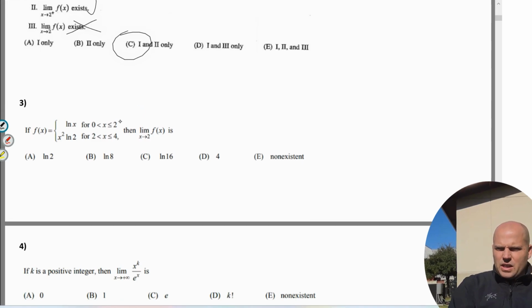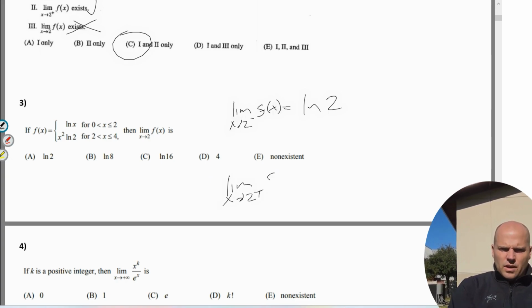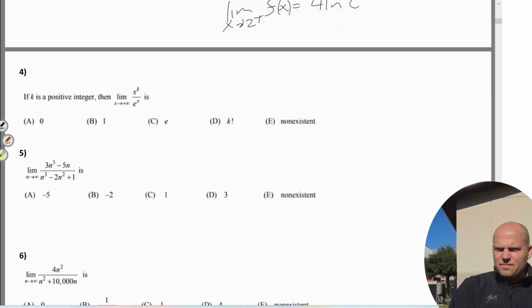I would need to plug in to the left of 2 and to the right of 2, so I'm going to have to look to the left of 2. When I plug in something to the left of 2, I would be plugging it into the log x, so I'm going to get something close to the log of 2. It's like the log of 1.9 repeated, which is essentially the log of 2. Then if I plug something into the right of 2 into my function, I'm going to get something close to 4 ln 2. Again, I'm plugging in 2.001, which is why I'm plugging into the bottom piece. This does not equal this. The two limits don't agree with each other. The limit does not exist.